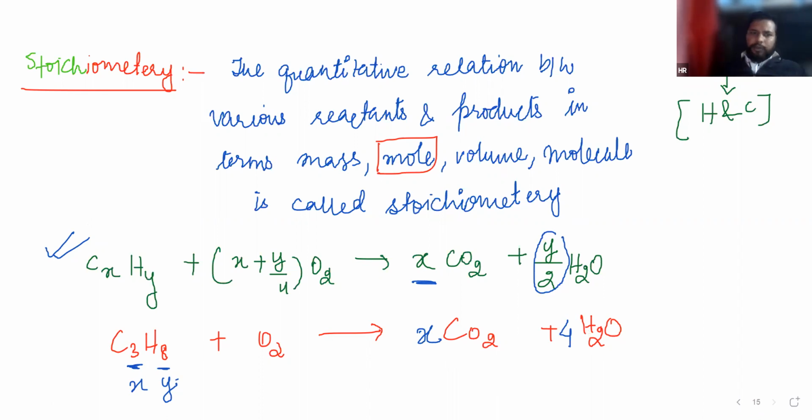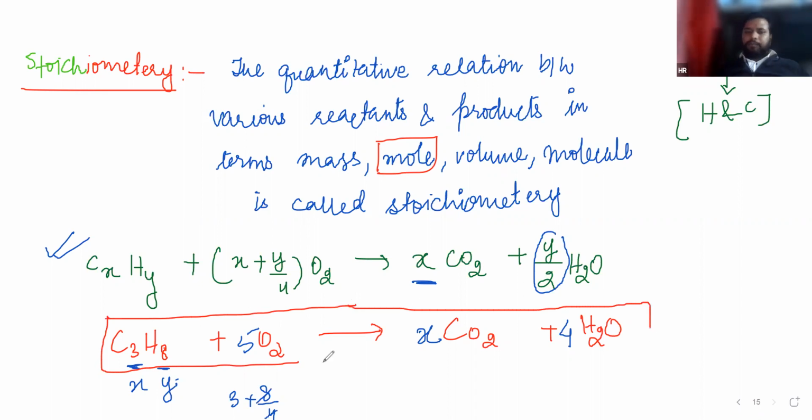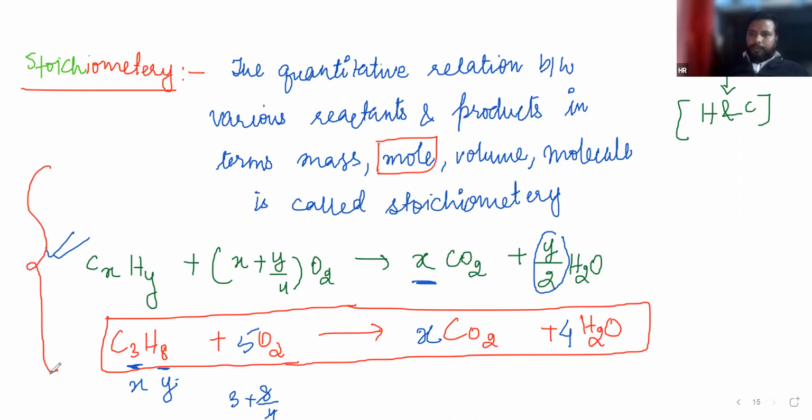Yes, sir. Now you see, here is x plus y by 4. That means 3 plus 8 by 4, that will be 5. So it helps us to balance fast, or you can balance it by hit and trial method, like you have done in class 10th in the first chapter. Okay, just write it, then I will come to the main point and try to memorize it.